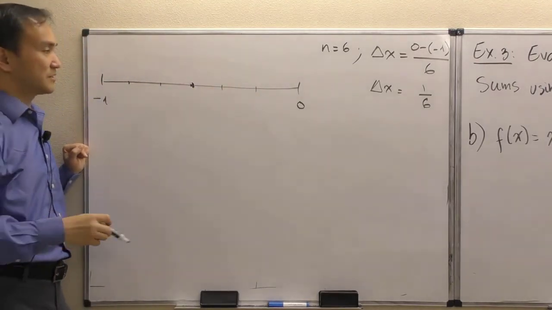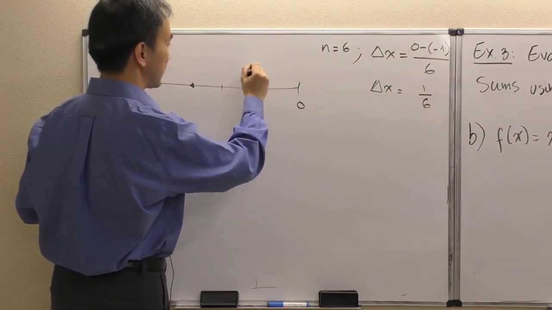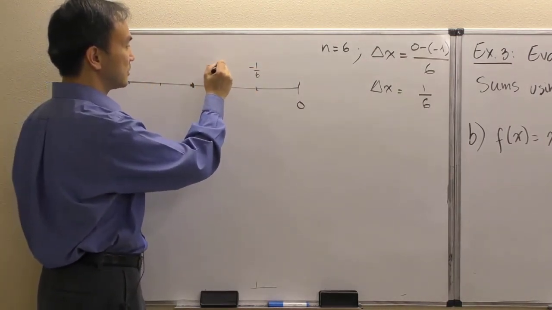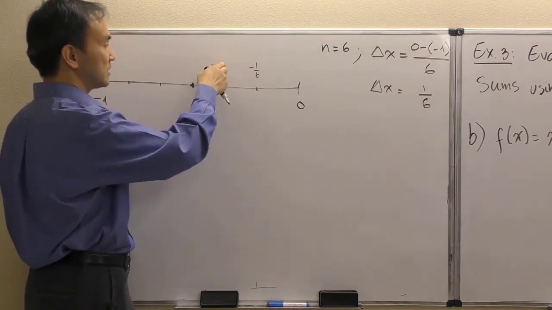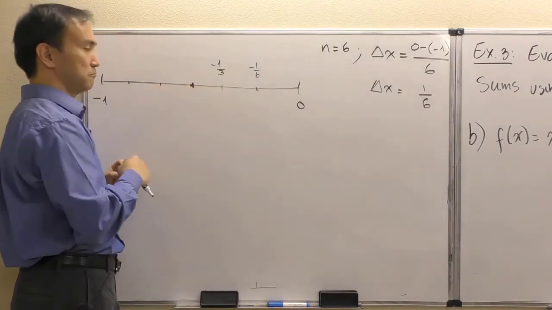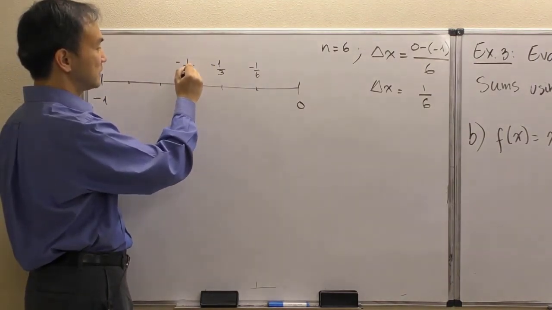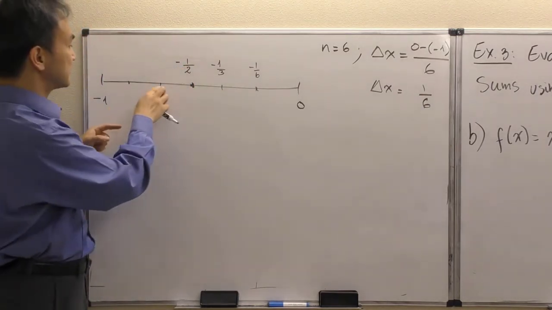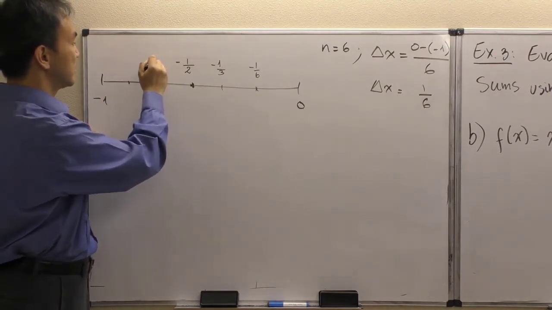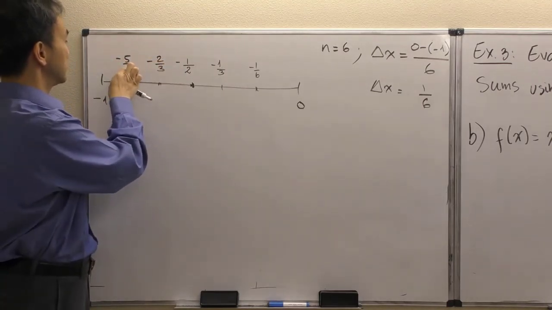All right, and so now as far as partition points, this first one right here is -1/6. Then -2/6, which is -1/3. These are the partition points to break our interval into partitions. And then this is -3/6, which is -1/2. Then about here, -2/3 and -5/6, and these are the partition points.